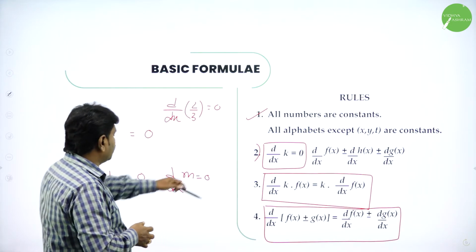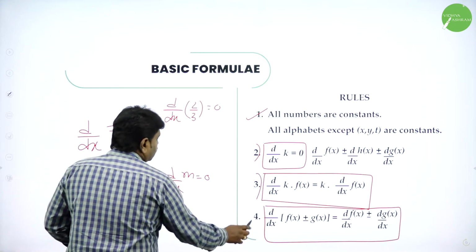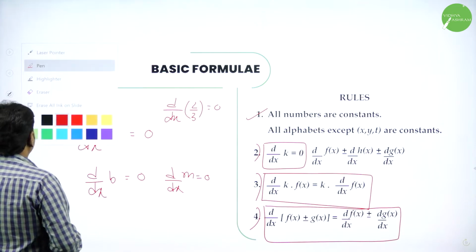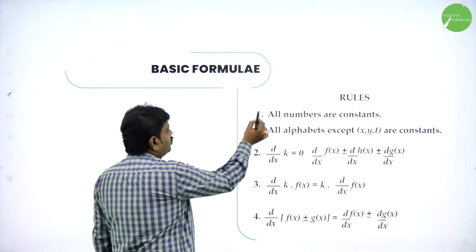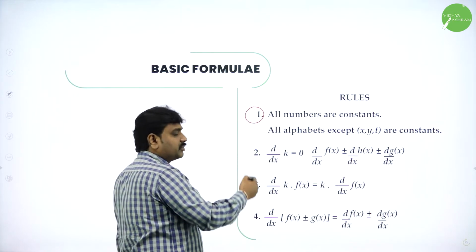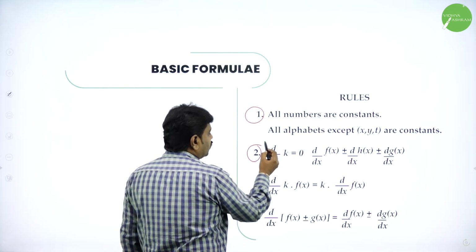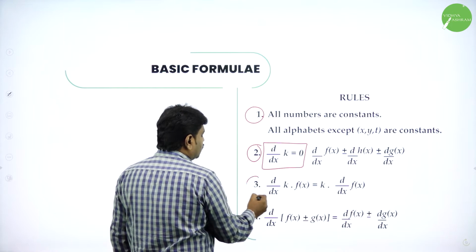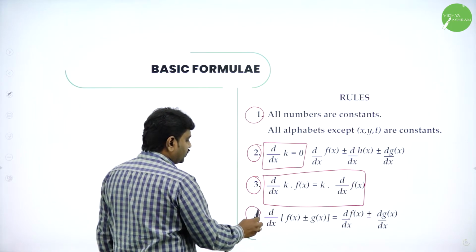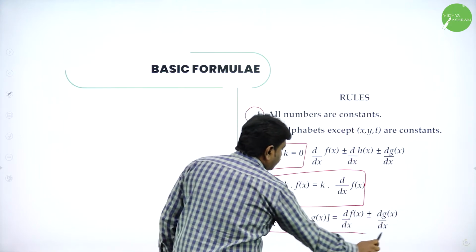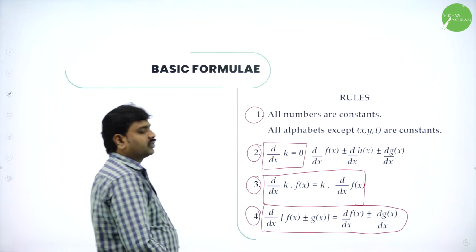So now, to demonstrate these 4 rules, let me take some examples. First rule: all numbers are constants, and all alphabets except x, y, t are constants. Second rule, the derivative of a constant is 0. Third rule, the derivative of k into f of x is: take k and apply d by dx for f of x. And fourth rule, if you have a sum or difference, then you can apply the derivative separately.